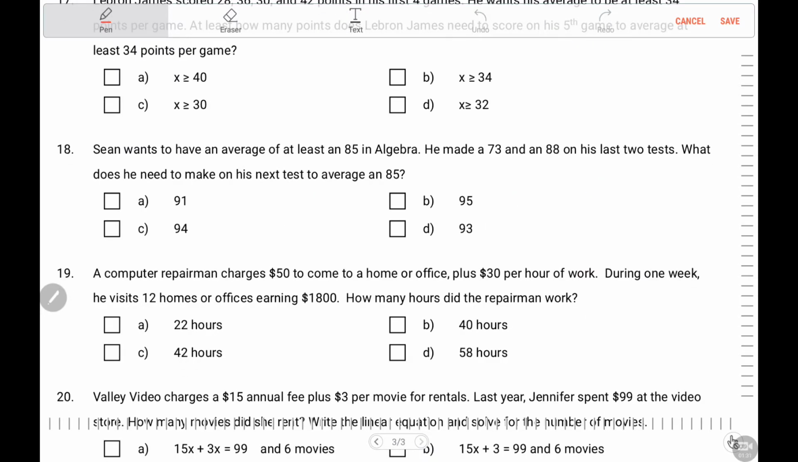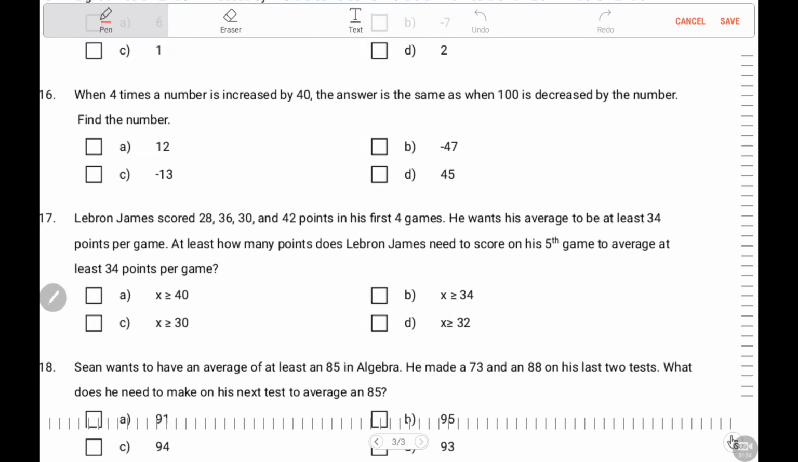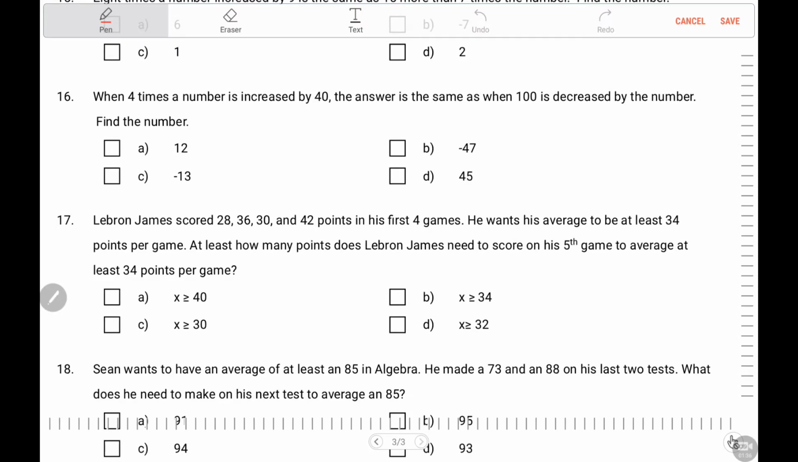The other problem I want to look over is ones like 16 and 17. So 4 times a number, that's 4 times a number. It's increased by 40. So add. The answer is the same, so that's equal to, as when 100 is decreased by a number. So 100 minus a number. And you could use X or whatever.